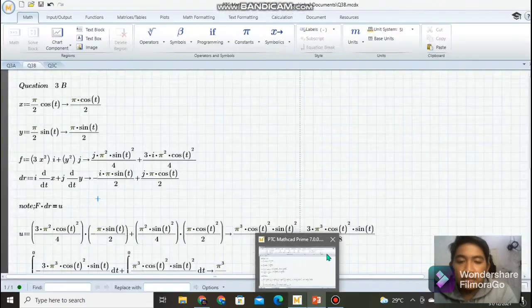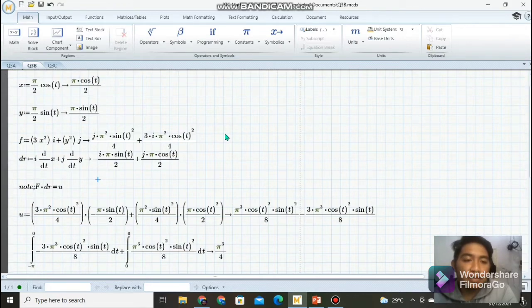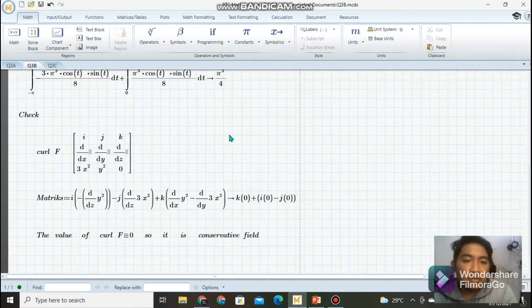And we need to prove it using the simulation software. So here is my formula, or my coding, for this question 3B that I found from my research on Google. So here is my final answer using this simulation software. We got the value of the curl of F, so F is a conservative field.